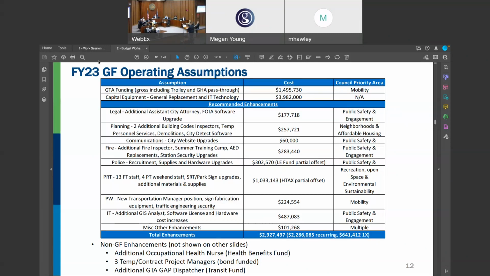Do we know how much offset? So about 2/3 of that will be offset by HTAX because they're serving primarily tourism-related parks. Okay, and are these positions also going to help deal with the staff issues we've had with festivals and the like? I have to defer to Angie on that, but these are really parks maintenance staff, not event staff.